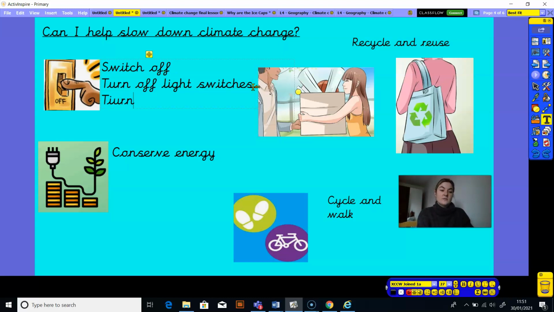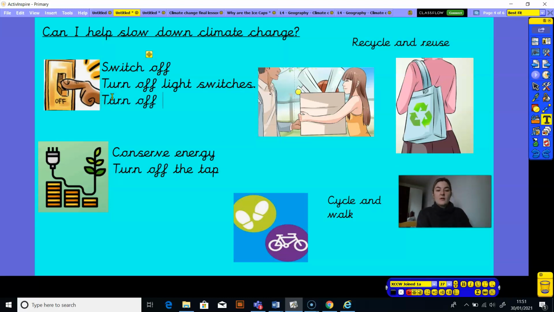Switch off, so turn off. You could conserve water, that probably goes here as well. So turn off the tap. Say, for example, you're brushing your teeth or you're filling your water bottle, but you've stopped to talk to someone. If you're not using that water, make sure that you've turned off that tap so that you're conserving energy and you're also conserving water.